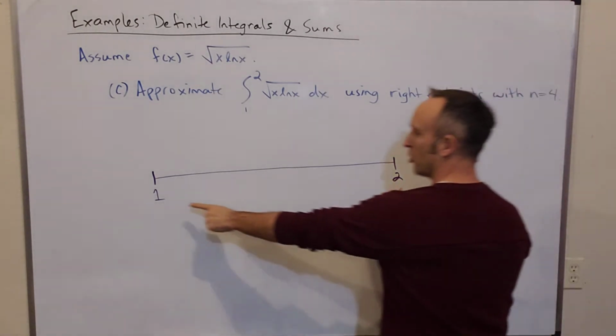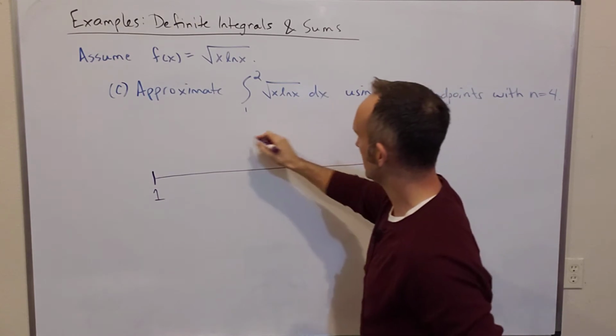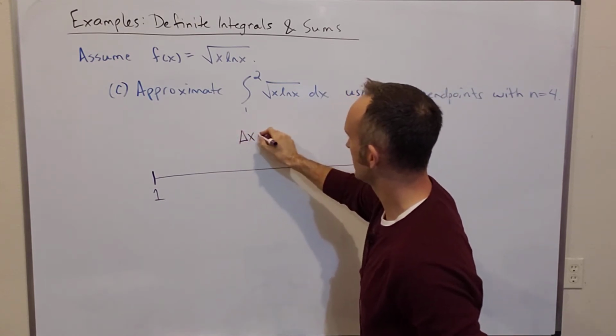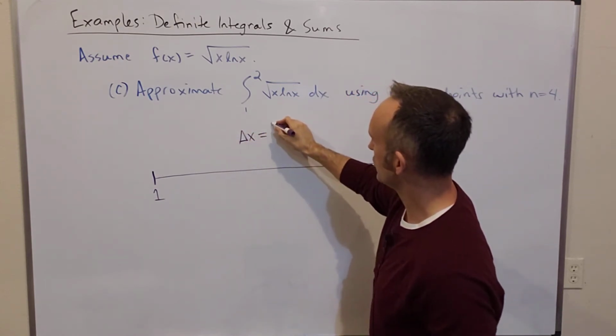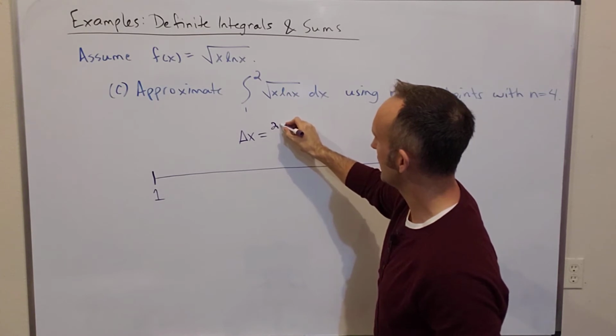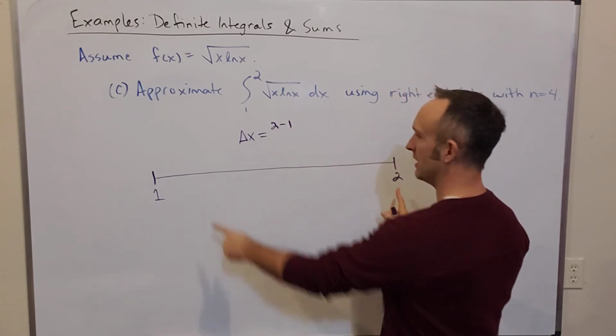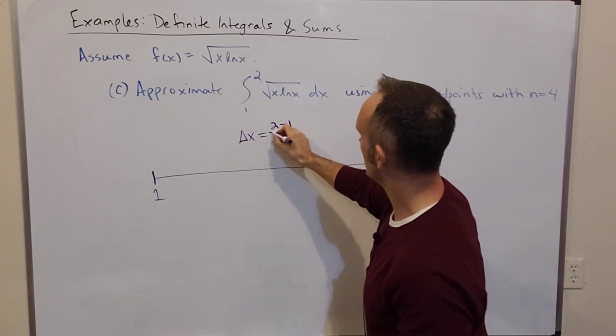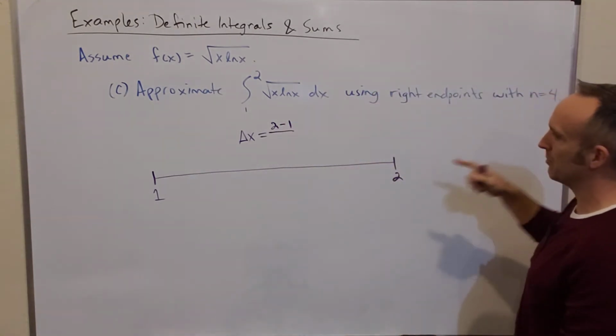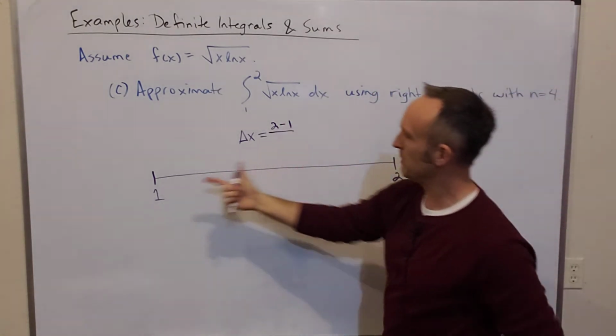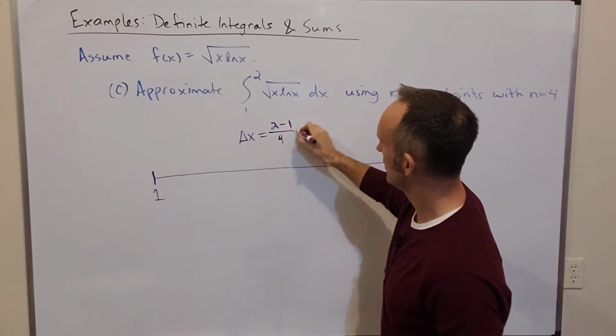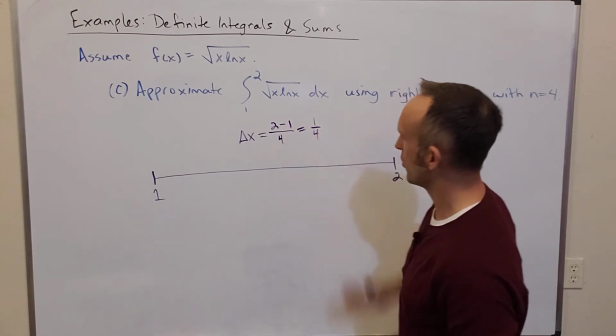So this total distance is 1. So let's identify that here. Delta x, the width of each rectangle, is your right endpoint, your right x value, minus your left x value. That gives you your total distance, divided by your n, how many cuts, how many pieces you want to have, which is 4. So delta x is 1/4.